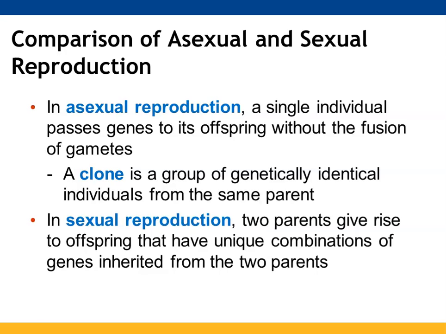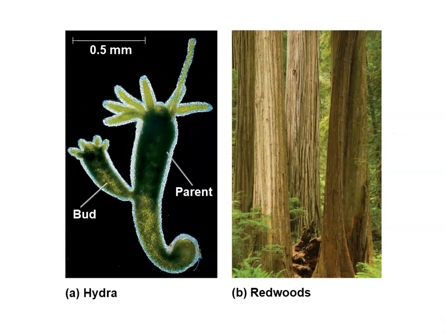We spent a fair amount of time talking about asexual reproduction with mitosis, where an individual is able to pass genes to its offspring without the fusion of gametes. We saw that with binary fission. Some organisms are able to just make identical copies of their offspring. That would be your clones. Sexual reproduction is what we're going to be focusing on in this chapter, where parents give rise to offspring that have unique combinations of genes based on the genes that the parents contributed.